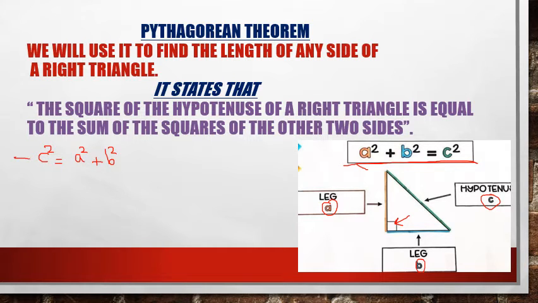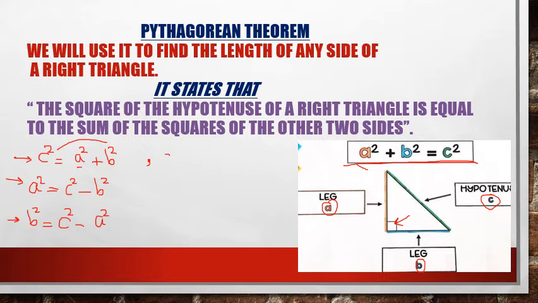If I want to find any one of the legs, it's very easy. We can write A squared equals C squared minus B squared. If I want to find the other leg, B squared equals C squared, the square of the hypotenuse, minus the other leg, A squared. This is if I want to find the square of the hypotenuse or any leg.